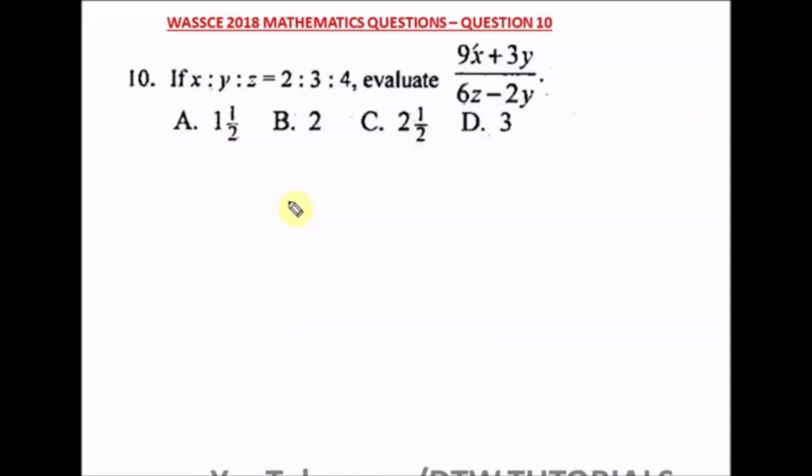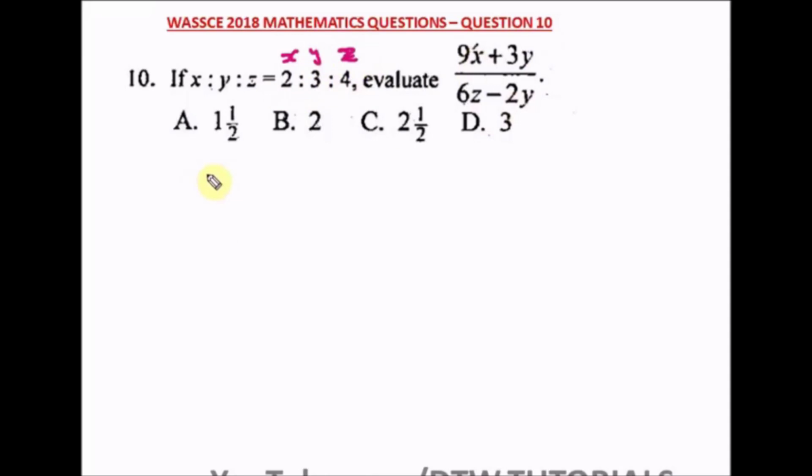Question 10 of the WAEC 2018 Mathematics Past Question. That's your WAEC exam. It says if x ratio y ratio z is 2 ratio 3 ratio 4, evaluate 9x plus 3y divided by 6z minus 2y. All you need to do is put in the value of x, y, and z, 2, 3, 4, into this equation.